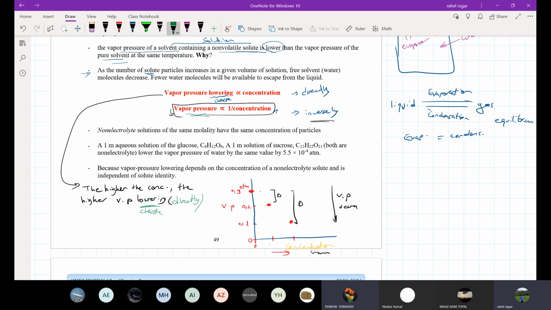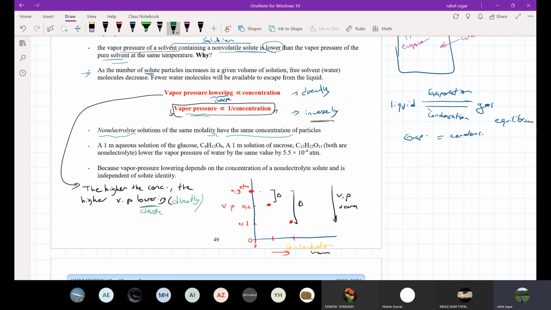Now, we said we use non-volatile solutes. We also use mostly non-electrolytes, mostly non-electrolyte solids, most of the time. So non-electrolyte solutions of the same molality will have the same concentration of particles. So they have the same amount of particles. That's why they have the same effect.